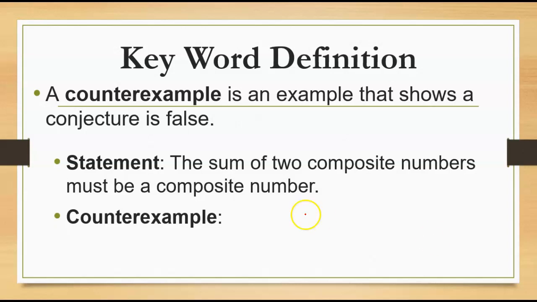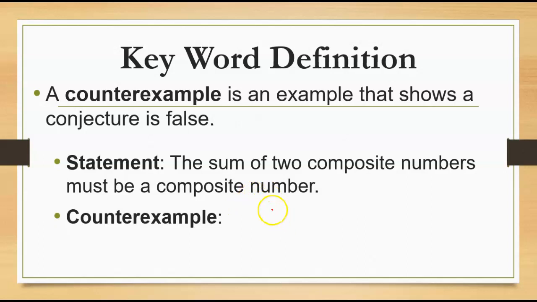Now, a counterexample: counter means the opposite. A counterexample is an example that shows that a conjecture is false. Sometimes a conjecture may be true, and sometimes a conjecture may be false. So we have to look at it, and that's why we have to evaluate it. Somebody made a statement: the sum of two composite numbers must be a composite number. So what is a composite number, by the way?